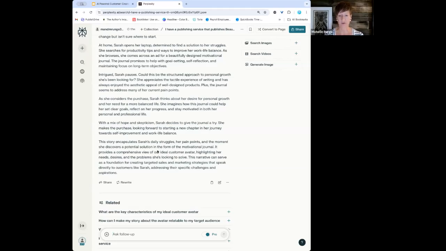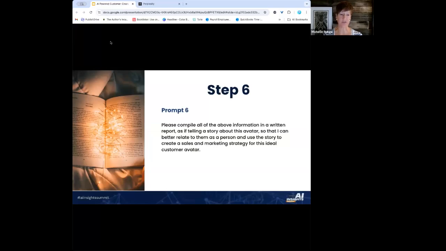Okay, so that story alone, you could actually use that as a YouTube video. You could create an AI generated YouTube video. That's pretty incredible. Okay, so now we used one AI tool, Perplexity, to create an avatar for this particular product.